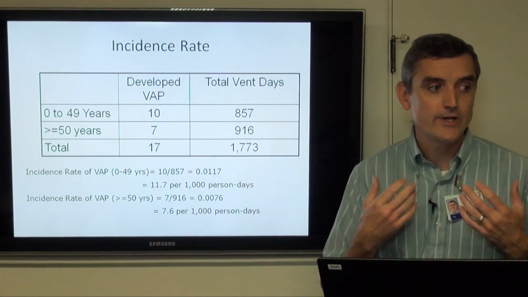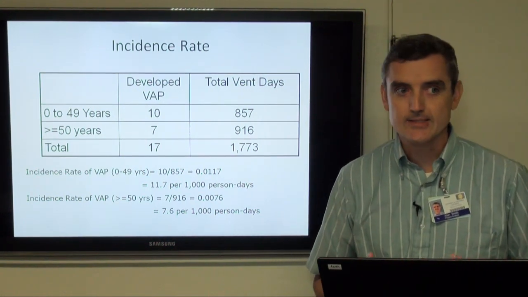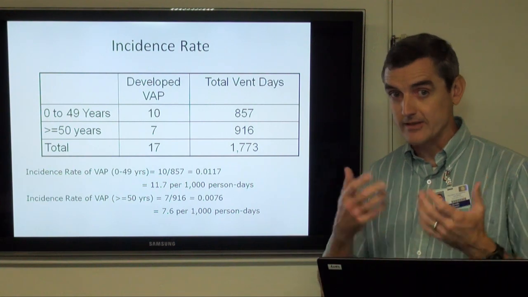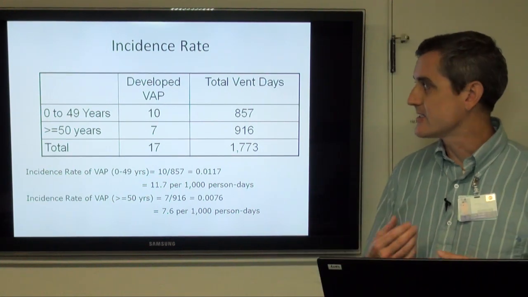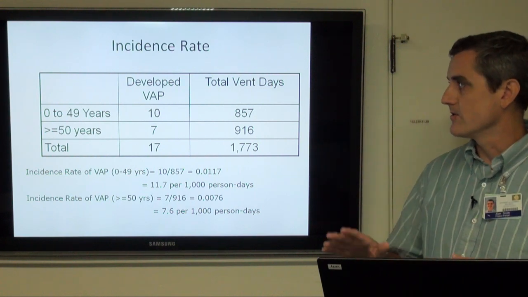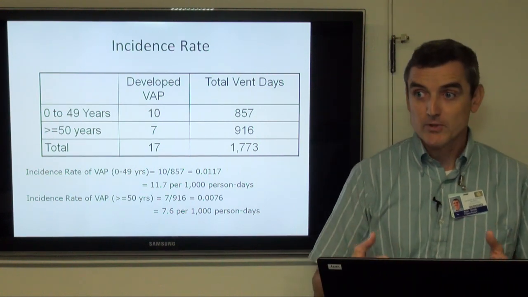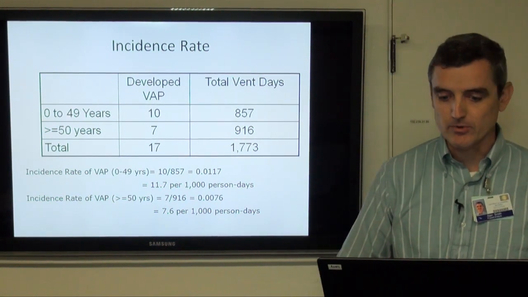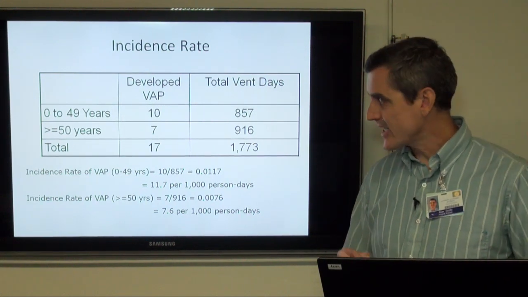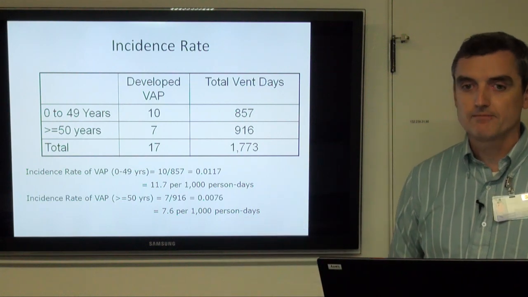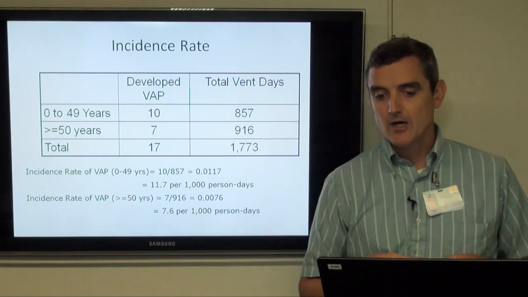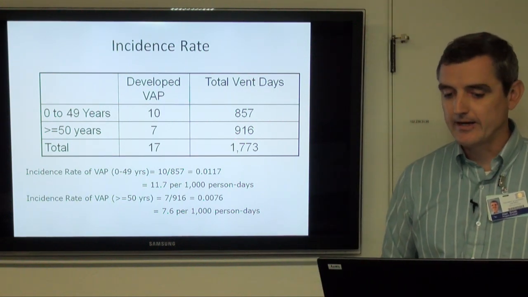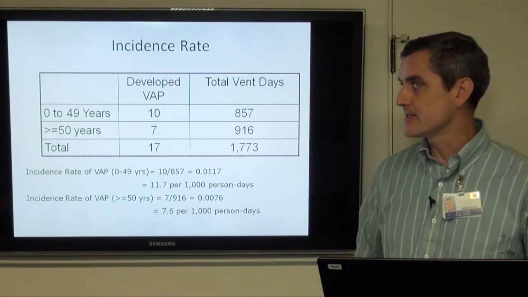We know that the longer somebody's on a vent, the more likely it is that they're going to develop ventilator-acquired pneumonia. So it might make sense to look at the lengths of time that they're on vent. That's why an incidence rate might be more appropriate for this. In this case, instead of using the number of people who were ventilated, what we use is the total number of vent days, the number of days cumulative that people were on a vent. And again, the numerator is going to be the same. It's just the number of new cases of VAP, but now the denominator is the total number of days that people were on a vent. And so it's calculated basically the same.